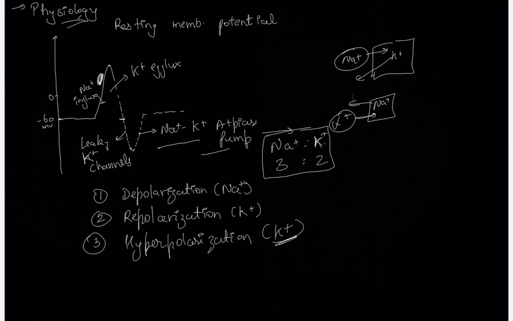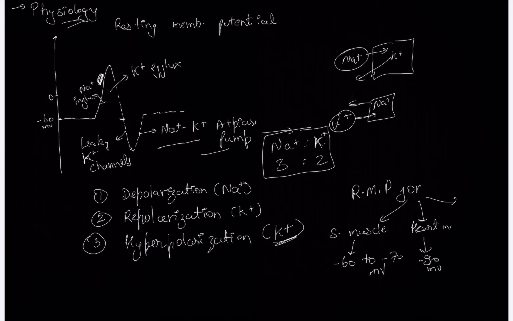Now I will tell you some resting membrane potentials. Resting membrane potential for muscles, basically skeletal muscles, is minus 60 to minus 70 millivolt. For our heart muscles, it's minus 90 millivolt. And there is something called the pacemaker of the heart.